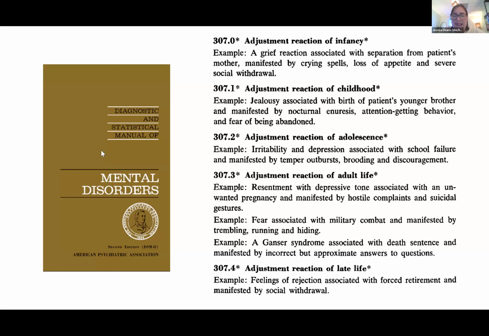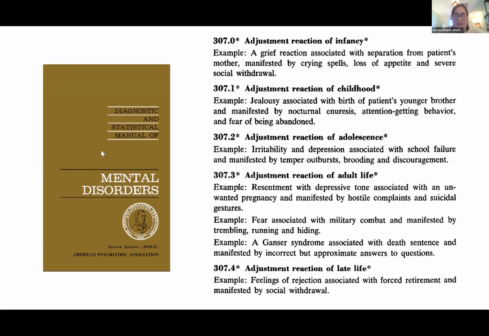Then the last one is a Ganser syndrome associated with death sentence and manifested by incorrect but approximate answers to questions. To be honest, I don't even know 100% what that means. So I'm trying to think if I was a provider when the DSM-2 was my manual, many of these examples feel very normal and expected, right? If you're going to combat, of course, you're going to have fear associated with that. If you have an unwanted pregnancy, it makes sense that you would have complaints and feel suicidal or like there was no way to get out. If you are facing a death sentence, of course, you're going to have a reaction to that.